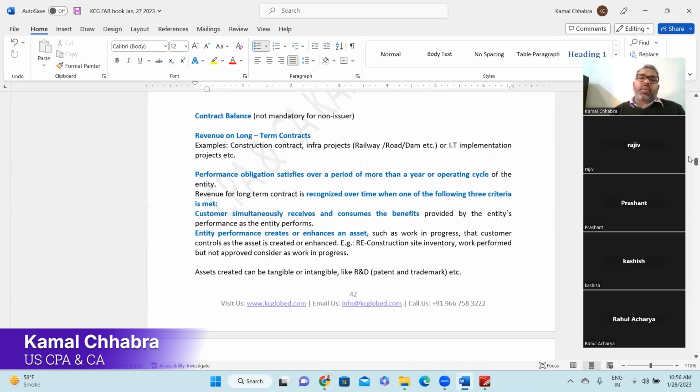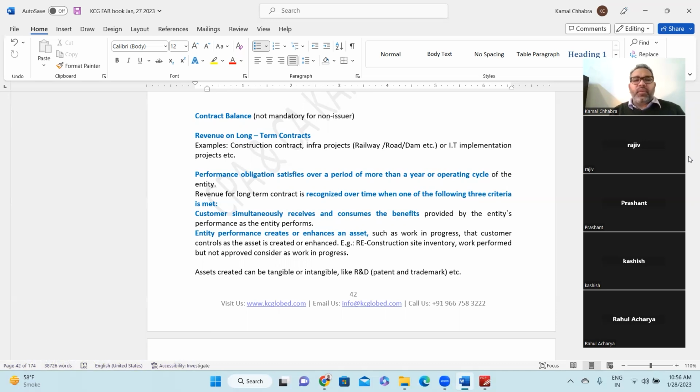Okay. Next one is contract balances. Contract balances disclosure is also not mandatory for non-issuers. It is mandatory for issuers, but not mandatory for non-issuers. First one is revenue from long-term contracts. Examples: construction contracts, infrastructure projects like railway lines, roads, dams, bridges, or IT implementation projects. Second is performance obligations satisfied over a period of more than a year or the operating cycle of the entity, which you need to disclose separately.